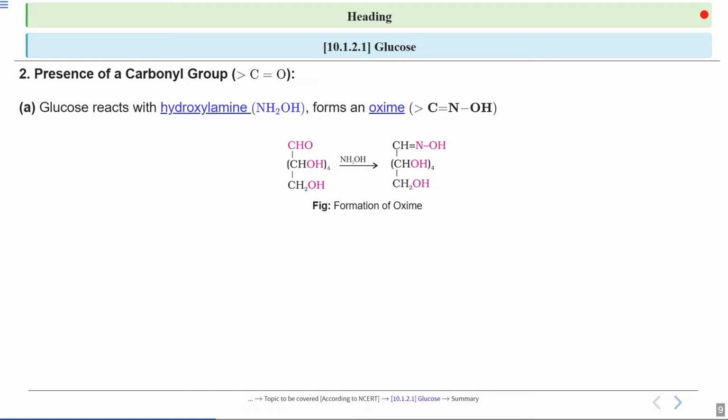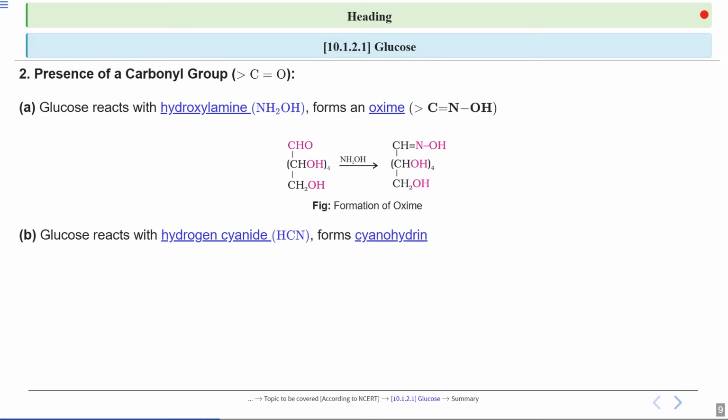If you look at this reaction, notice this is glucose. When you react it with hydroxylamine, you get an oxime. If you notice, the carbonyl group in the glucose, which is the C double bond O group, reacts with hydroxylamine to form this C double bond NOH group. So this is the formation of an oxime.